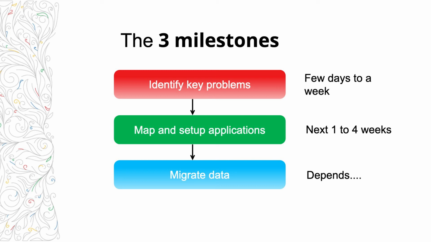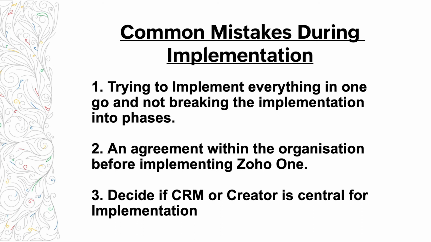And mapping and setting up of applications will take either a week or 4 weeks' time. Again, this might vary based on the implementation. If it is just drag and drop or something of that sort, it will take hardly a month's time to get everything implemented. And migration of data again depends on the kind of data that you have in place. So migration always depends, and this has to be clarified perfectly with your implementation team. So, the common mistakes.